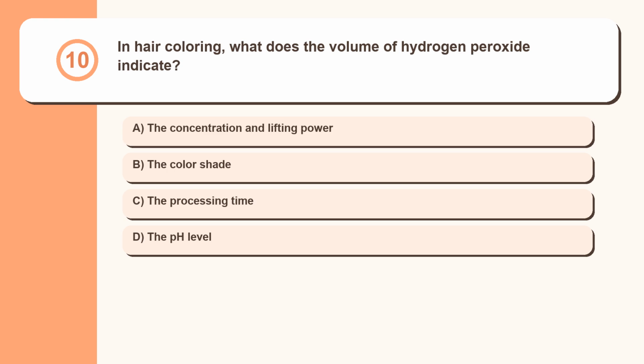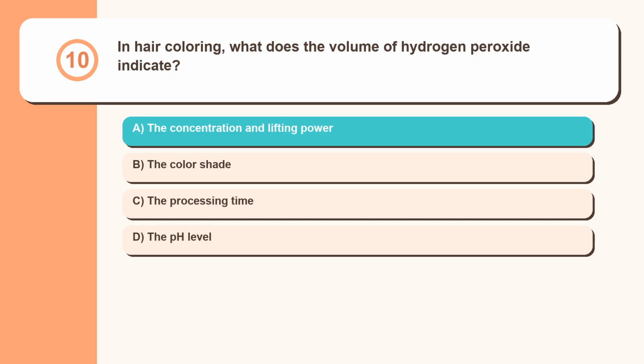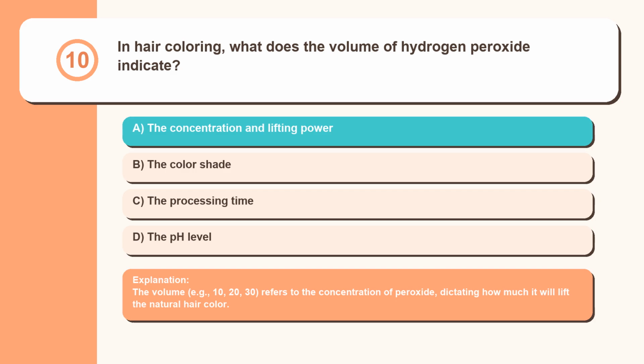Question 10. In hair coloring, what does the volume of hydrogen peroxide indicate? The concentration and lifting power, the color shade, the processing time, the pH level. The volume, example 10, 20, 30, refers to the concentration of peroxide, dictating how much it will lift the natural hair color.